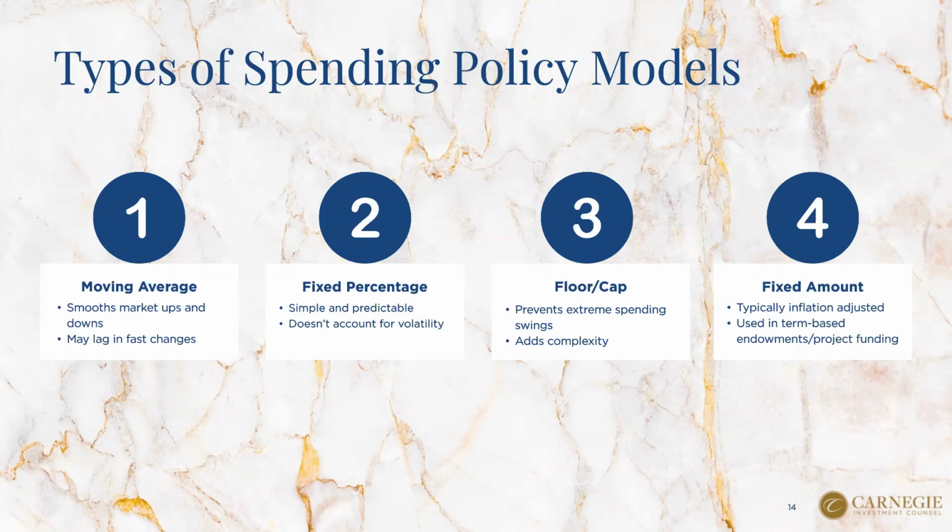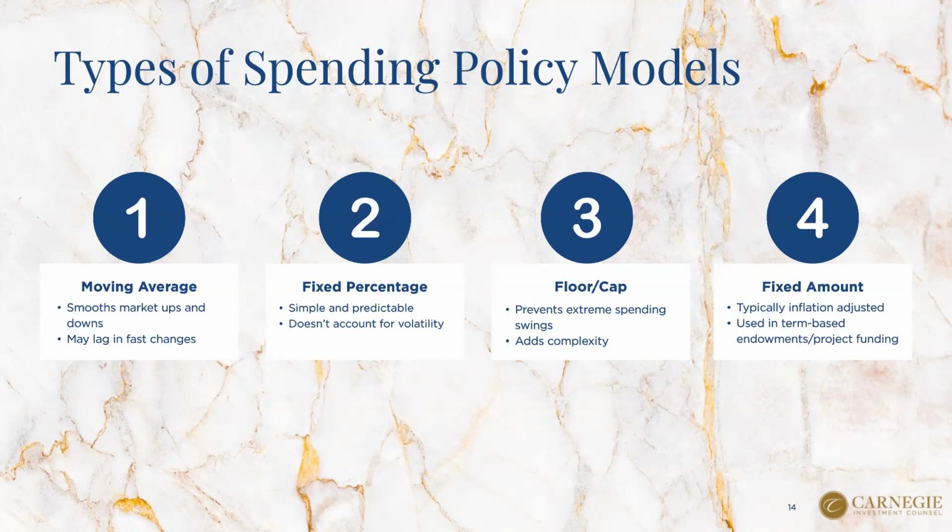And the guardrail system helps you from overdrawing the fund in very, very sharp downturns, or underdrawing it during periods of strong growth. It adds a layer of discipline and helps stabilize distributions, though it does add complexity and it may be harder to explain to stakeholders who expect a single clear formula.